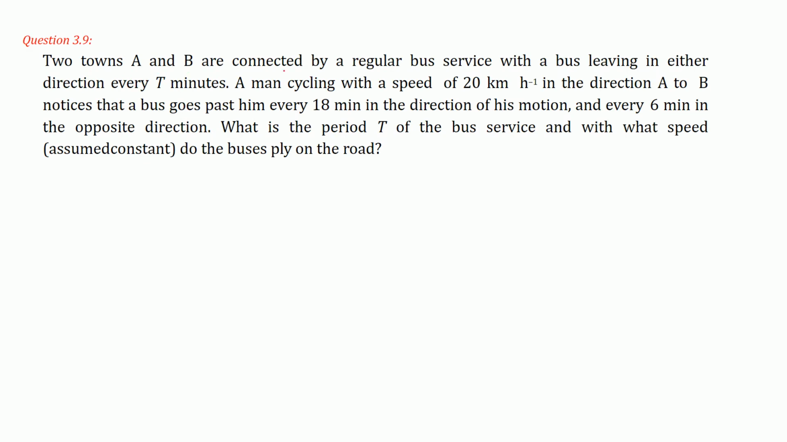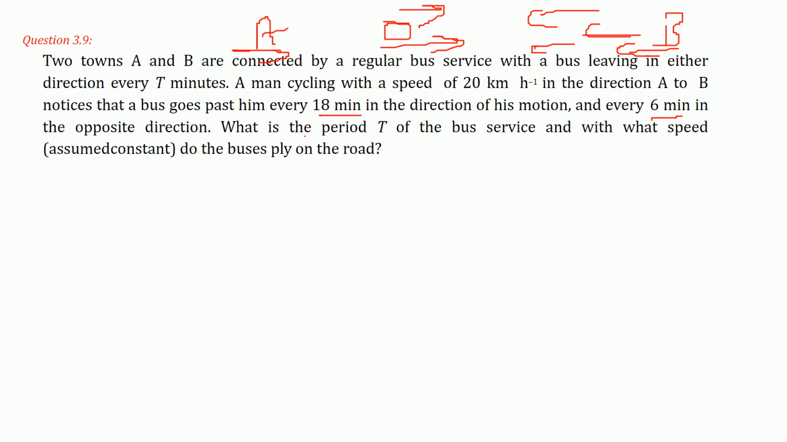Two towns A and B are connected by a regular bus service, with a bus leaving in either direction every t minutes. So say A here, B here, every t minutes a bus starts from here and a bus starts from here. Now a man cycling with a speed of 20 km an hour in the direction A to B notices that the bus goes past him every 18 minutes in the direction of his motion. But the buses coming from the opposite side pass every 6 minutes in the opposite direction.